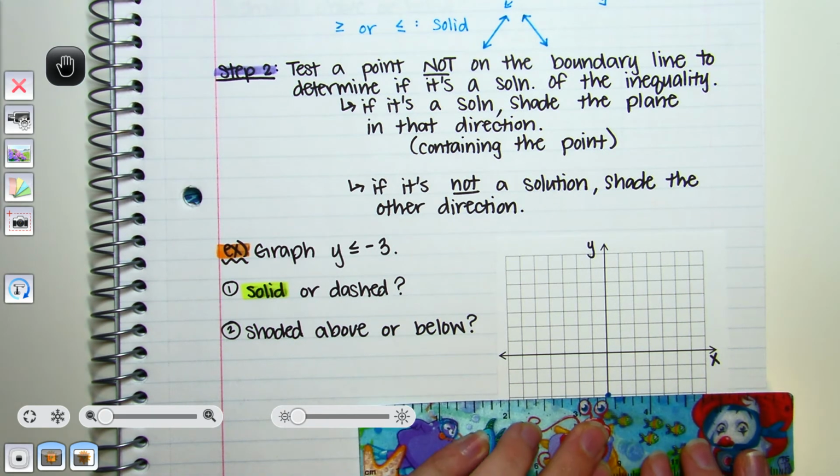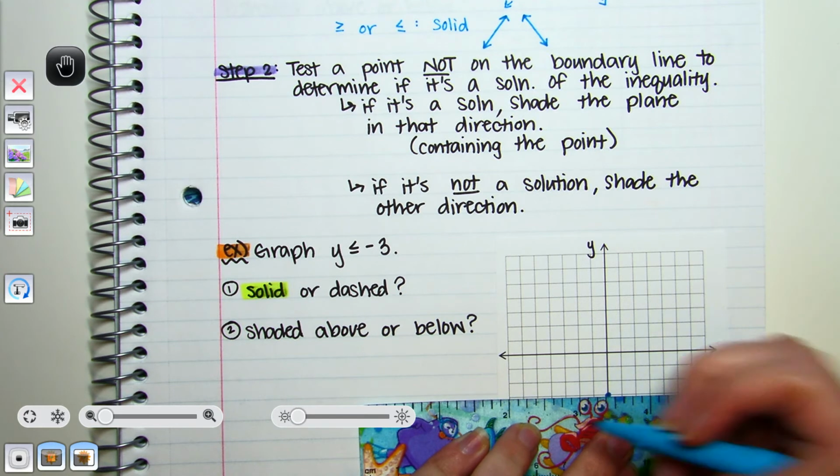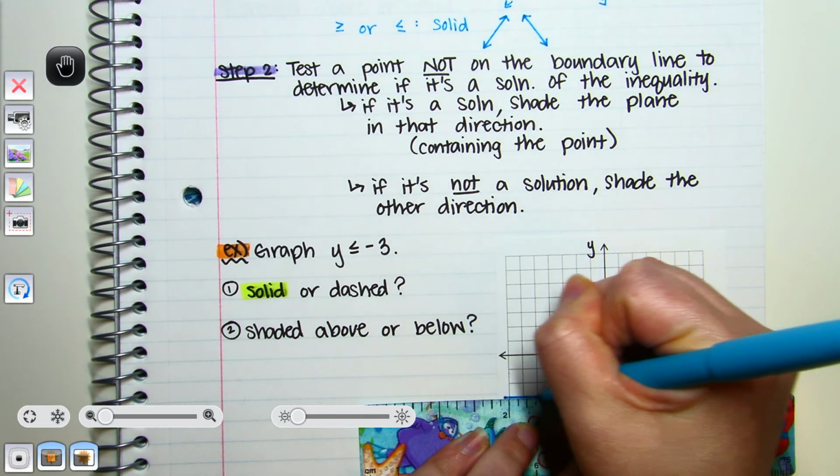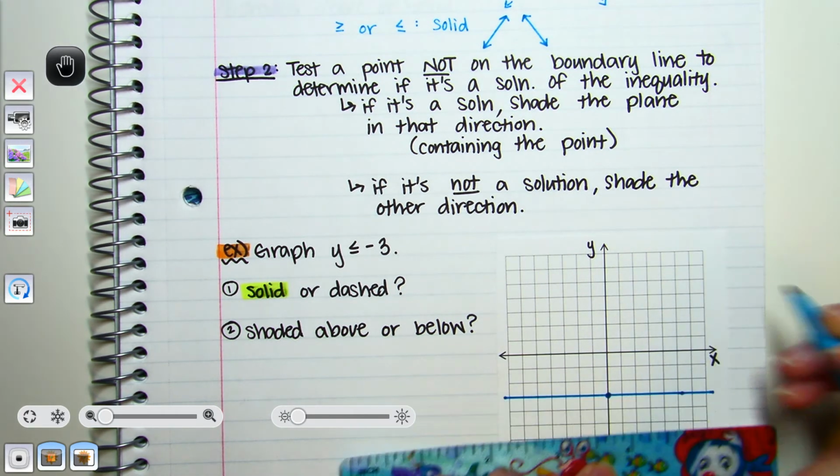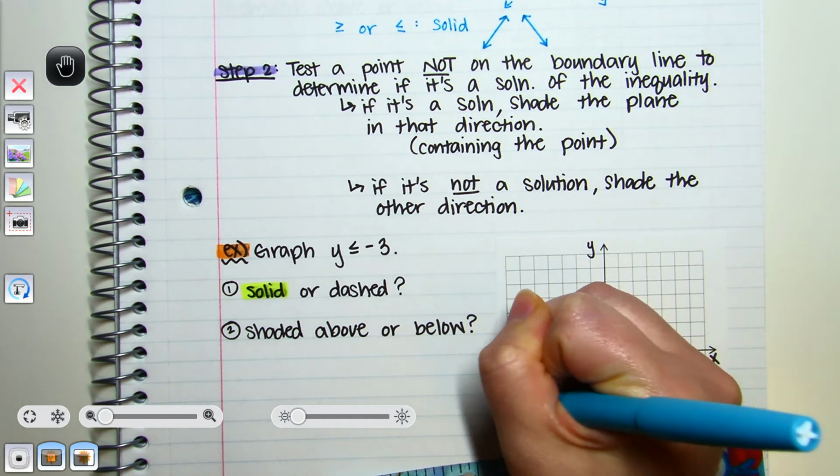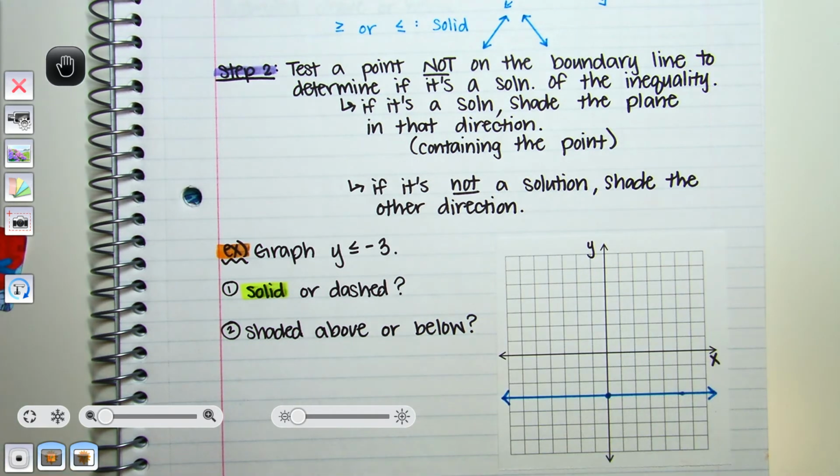All right, so let's go ahead and draw a line. Now remember, this is a solid line because it's or equal to. All right, now for this inequality, it's everything less than -3. So this one would be a little bit easier to guess. It's going to be everything that's below the line.